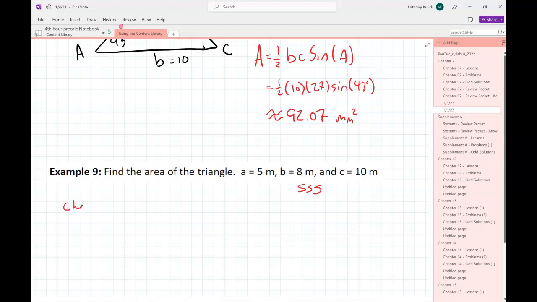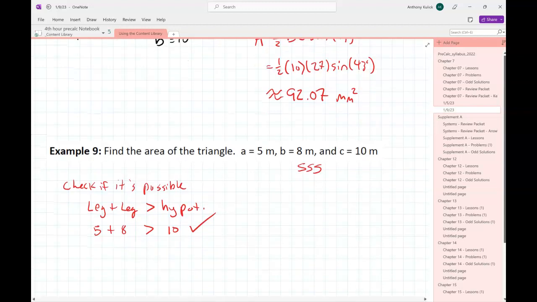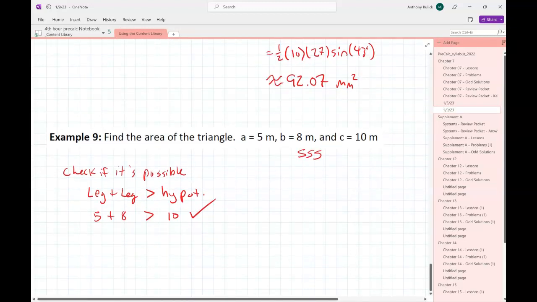I have to check before I start if this problem is possible. How do I check that again? Yeah, the sum of the legs has to be greater than the hypotenuse. Which are the two leg measurements? 5 and 8. And that has to be greater than 10, which it is. So I'm good. Notice I didn't even bother figuring out what 5 plus 8 is. I really don't care. I just know it's bigger than 10. I'm happy with that.